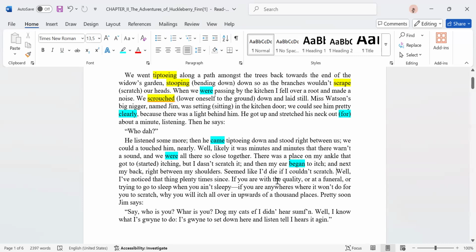Seemed like I'd die if I couldn't scratch. So seemed like, well, you can actually say it seems as if or something like that, pretty much the same meaning. So I'd die. You probably see I'd rather. I think all of you would probably hear this phrase often, like I'd rather do something than this. It's like from something like, oh, would you rather something, I'd rather do this. But here, it's I die. This context is I die. So it's a conditional phrase here.